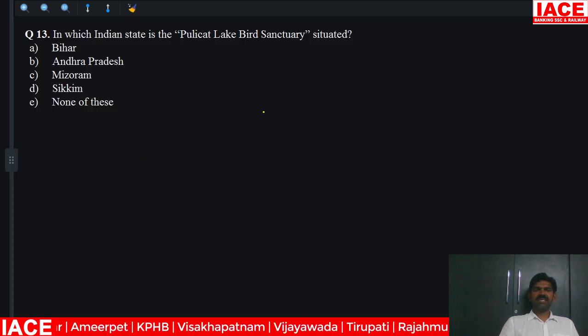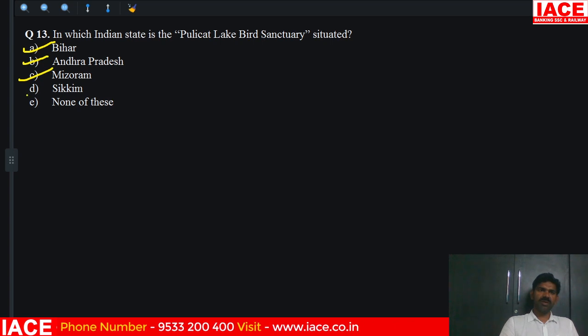Okay. In which Indian state is the Pulicat Lake Bird Sanctuary located? Very, very important. Option A, Bihar. Option B, Andhra Pradesh. Option C, Mizoram. Option D, Sikkim, and option E, none of this.